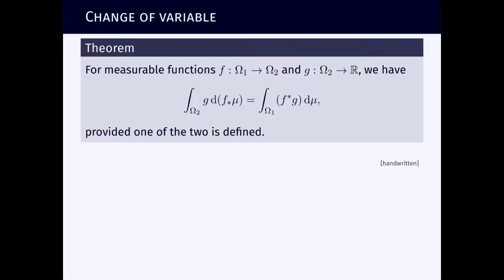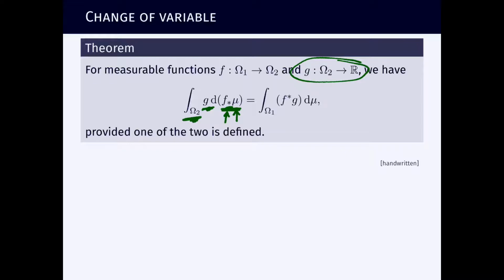The previous definition was intended just to state now this theorem, which talks about how we can integrate a function, a Borel function, that is defined on the target space, omega 2, with respect to the push forward of a measure that is defined on omega 1. So mu is a measure on omega 1. f star mu, with the subindex star, is the push forward of mu, so it's a measure on omega 2. So it makes sense to use this measure to compute an integral on the space omega 2 of a Borel function g on omega 2.